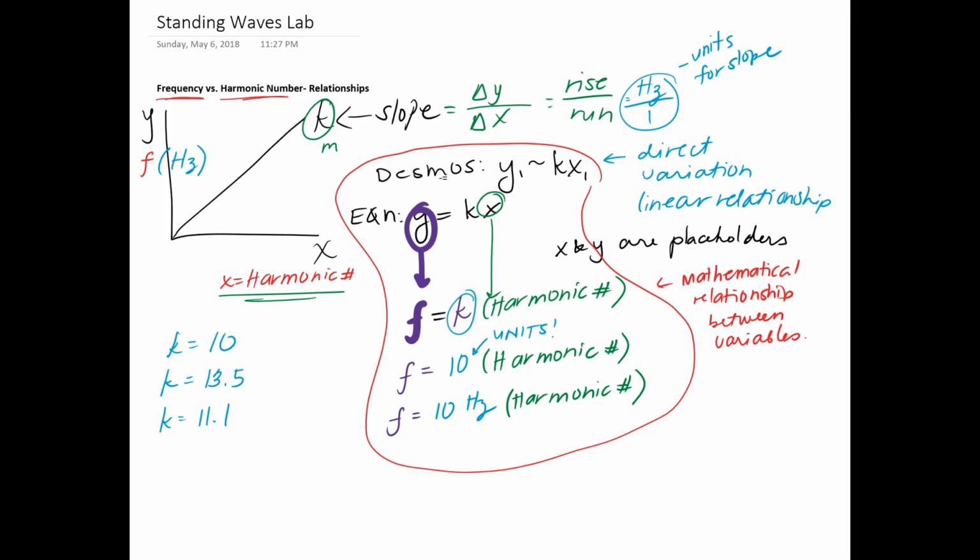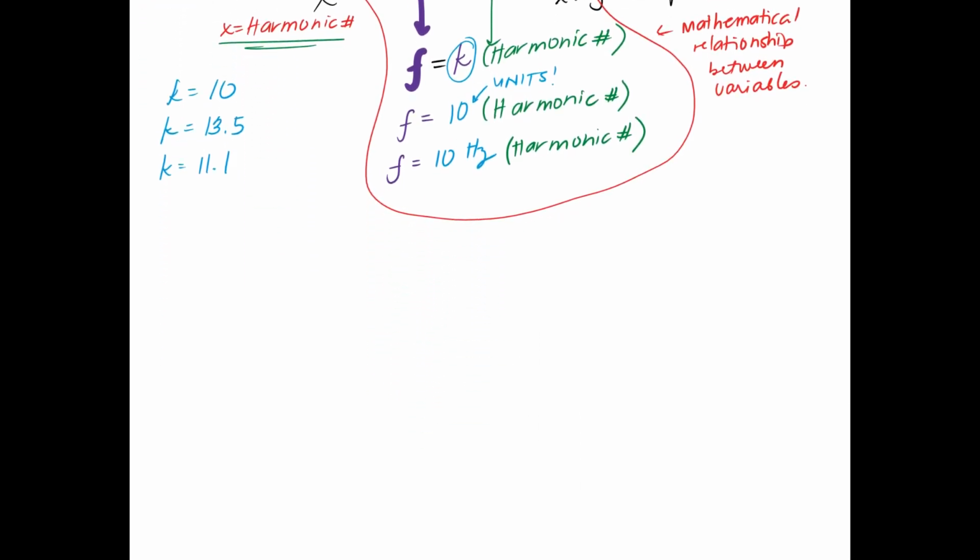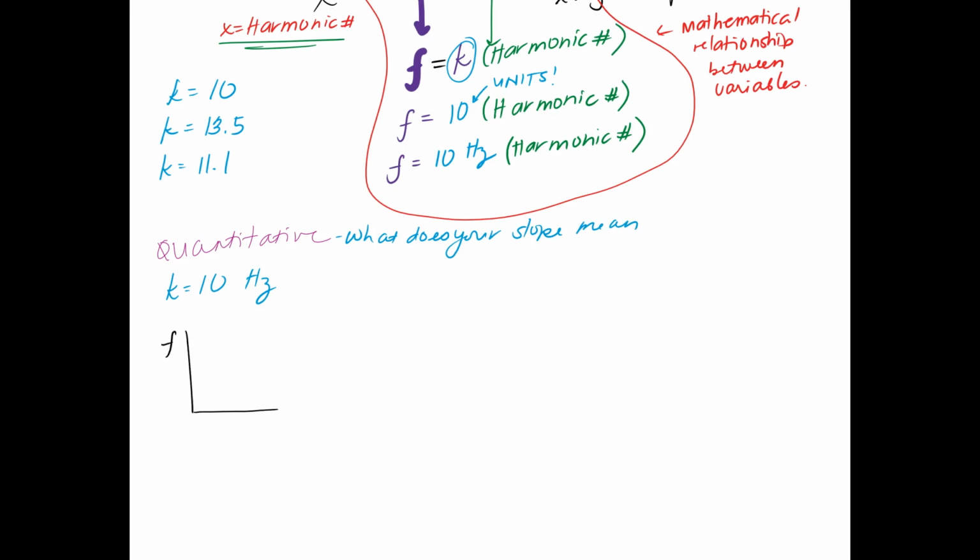Now moving on, we are going to talk about the quantitative relationship. The quantitative relationship really is, what does your slope mean? Once again, I'm going to be using k is equal to 10 hertz. If you remember, we had our frequency and our harmonic number, and it made this nice direct linear relationship. Remember, slope is rise over run, so really it was 10 over 1. For every time I moved over 1 on our x-axis, it also went up by 10 on our rise axis.